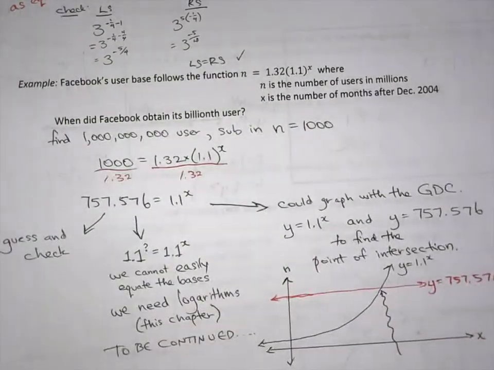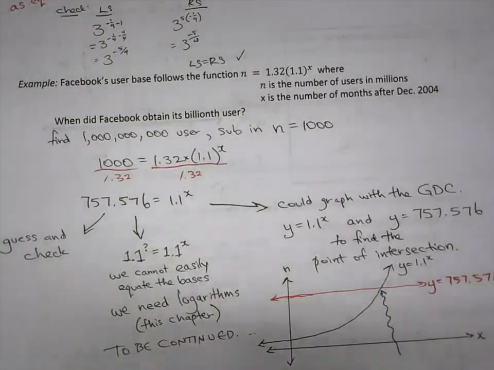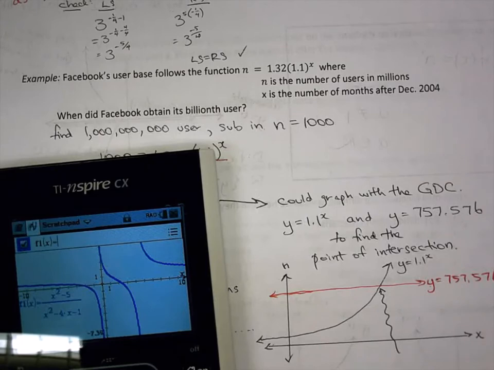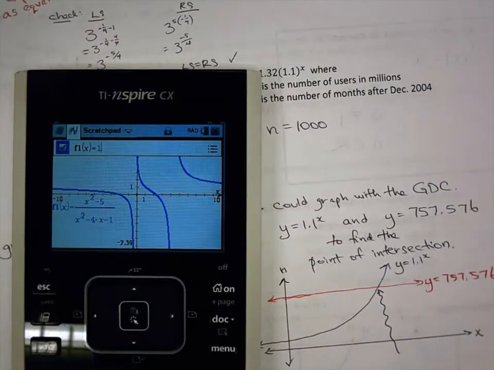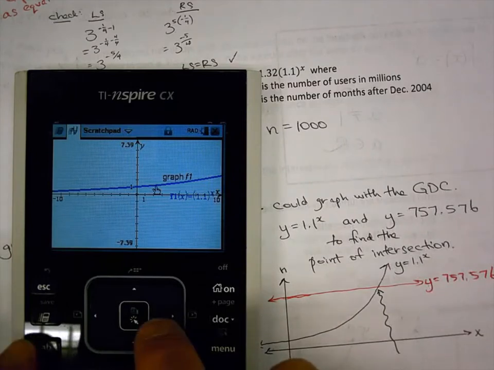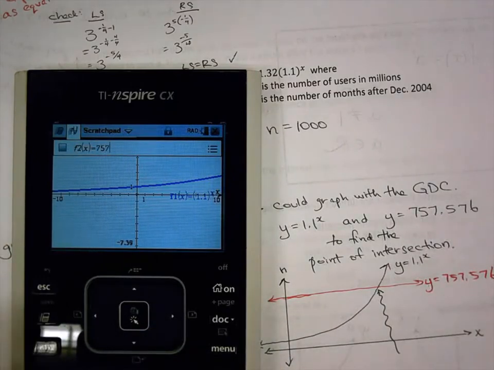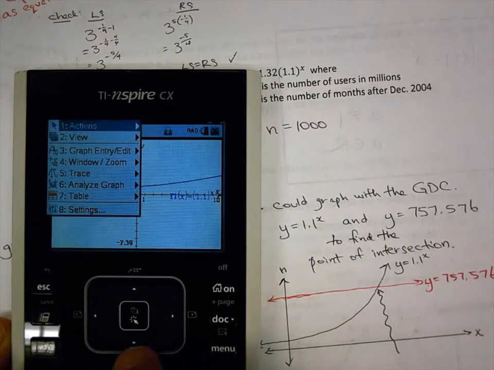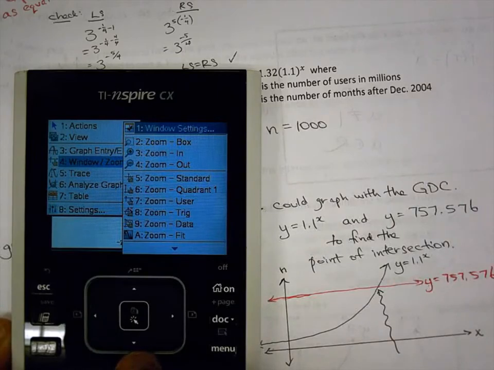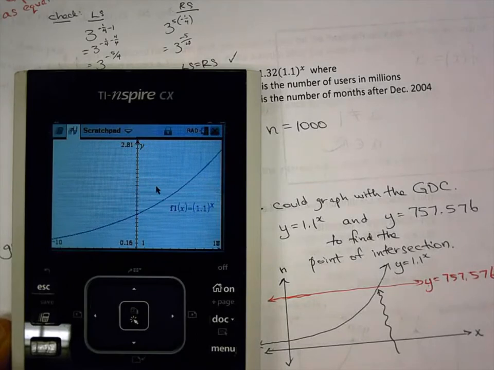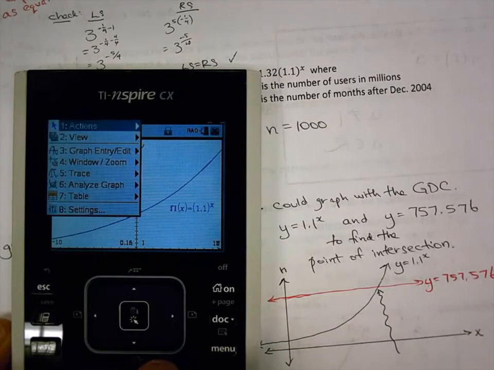Let me just grab a GDC. Okay, gotta delete everything here. So I'm going to graph 1.1 to the power of x. So that's my first function. Oh, there it is. It's a very gentle exponential. I'm going to graph as well, I forget how to do it. Tab. I got to grab 757.576. Ooh, don't see anything. That's because I'm not zoomed out. Let me zoom. Fit maybe might work. Oh. Nope. Menu. Window zoom.